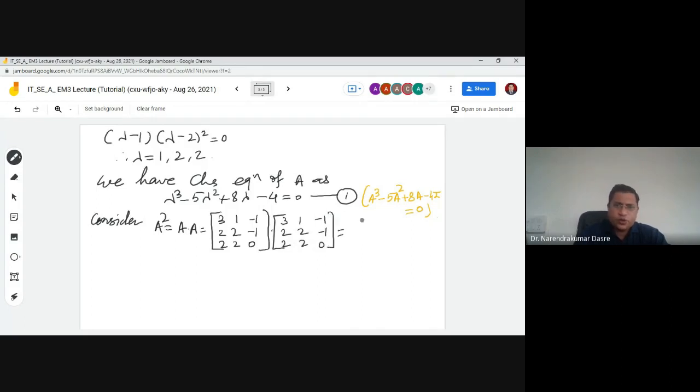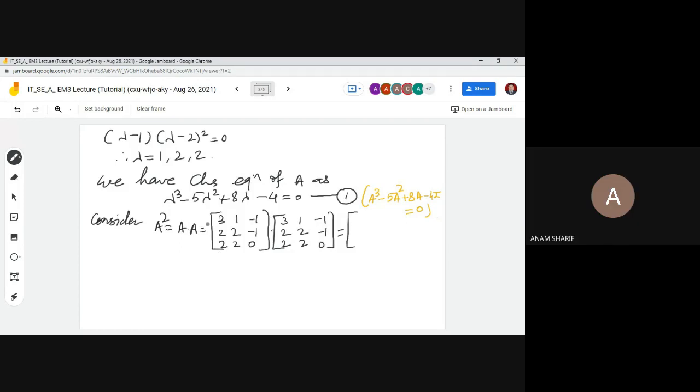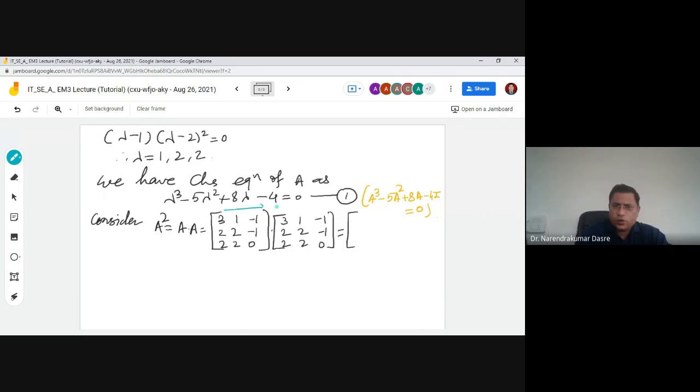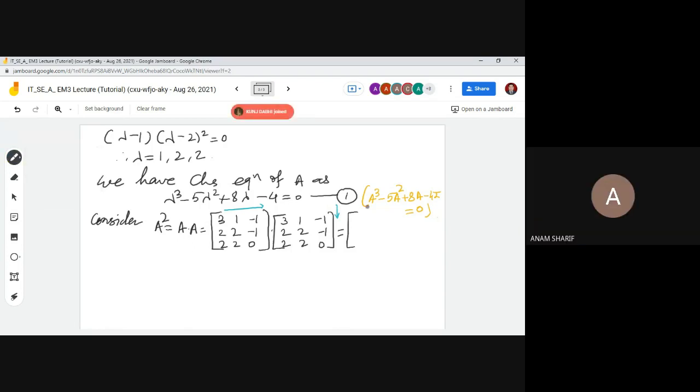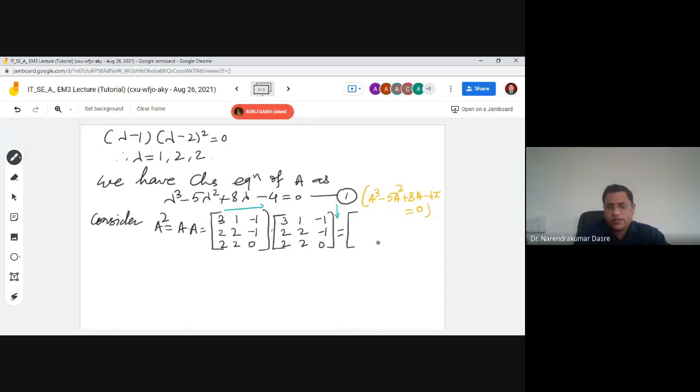So can anyone of you give me this matrix? Anam Sharif. Yes, sir. So please tell me what is A square. Sir, row into column. 3 into 3. That's okay. Row into column. I want you to calculate and give me this answer. Sir, the final answer. Yes, I want the square. What is A square? Okay, sir.